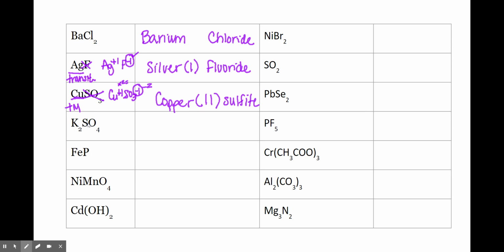Next, I have K2SO4. You'll notice K is on the right side and SO4 is a polyatomic ion. So cross those up. Make sure those are correct. They are indeed. So I just say potassium. It's on the left side of the periodic table. It is not a D block, so it does not get a parenthesis. And then SO4 is sulfate.